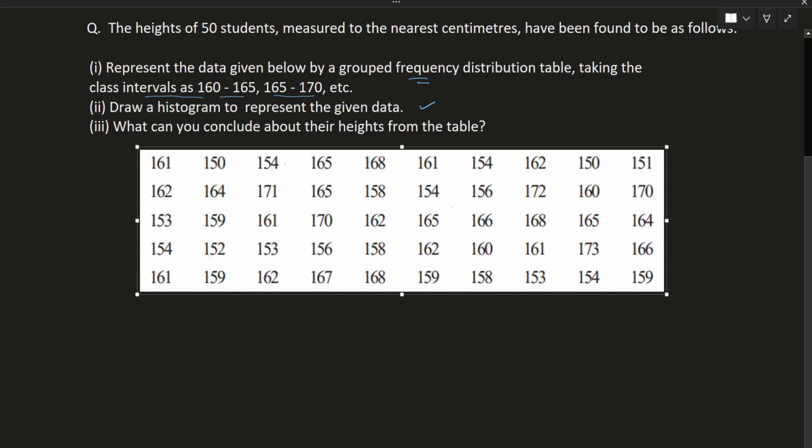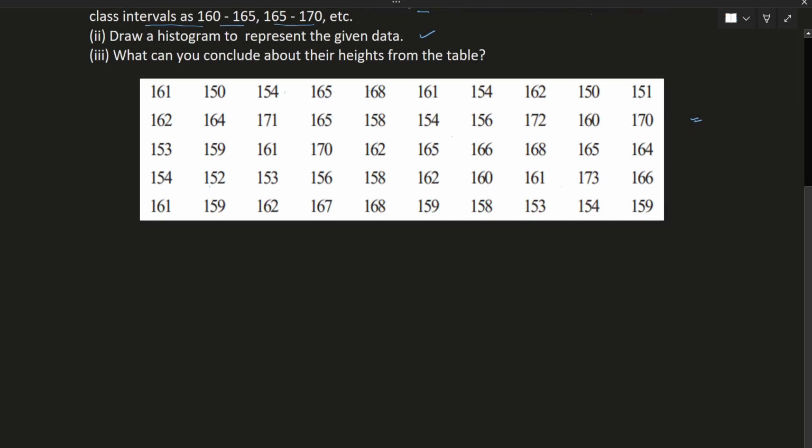Now this data is ungrouped. It's raw data which is being provided to us. We have to arrange it so that we can get some conclusion about what the data is, and interpret some meaningful information from it. So let's begin with that.